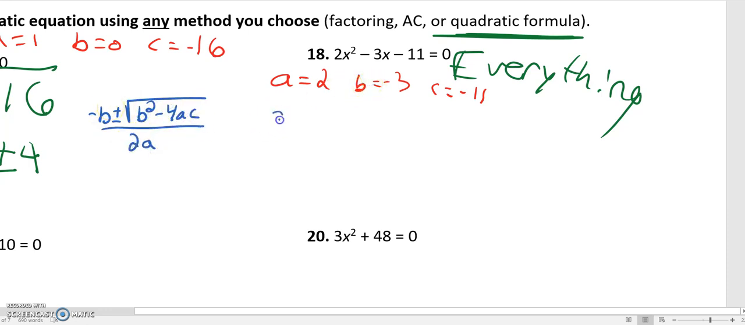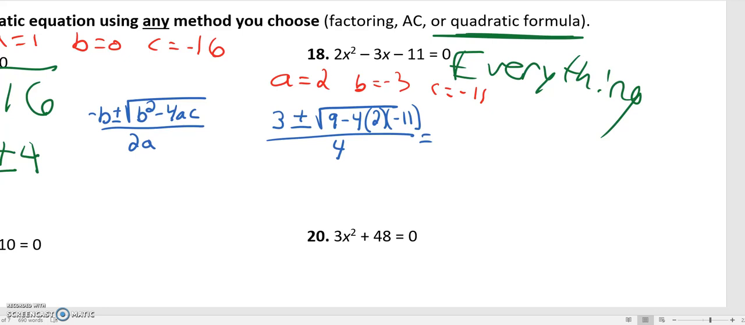So the opposite of b, that's going to give me 3. Please don't forget the plus or minus. There's been a couple people that have been forgetting it. B squared, keep in mind that will be a positive 9 because negative 3 times negative 3 gives you positive 9. Minus 4 times a times negative 11, all over 2 times a, which should give me 4.